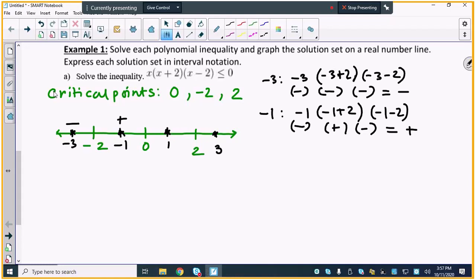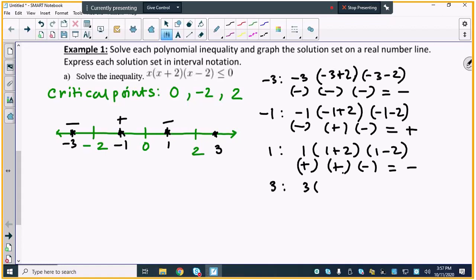Next, we are going to try the testing point 1. So you get 1 times 1 plus 2 times 1 minus 2. Positive, positive, and I have the last one negative. So the product is negative. And finally, you try the testing point 3. So you get 3 times 3 plus 2 times 3 minus 2. So that's positive, positive, positive. The product is positive.